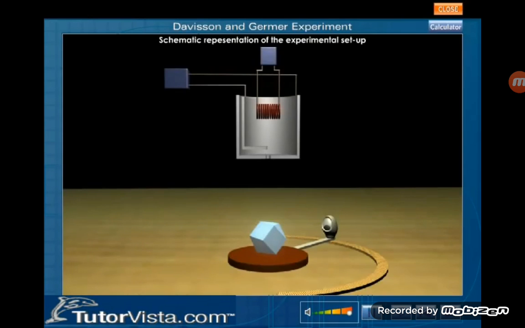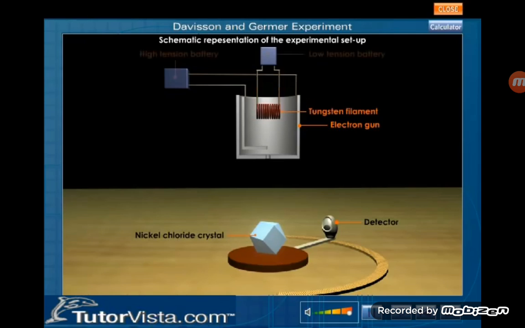Displayed here is a block diagram of the experimental setup used by Davisson and Germer. It consisted of a nickel crystal, the target, an electron gun, G, and a detector. The electron gun produced a beam of electrons. The electron gun used by them consisted of a tungsten filament, F, and high and low tension batteries.